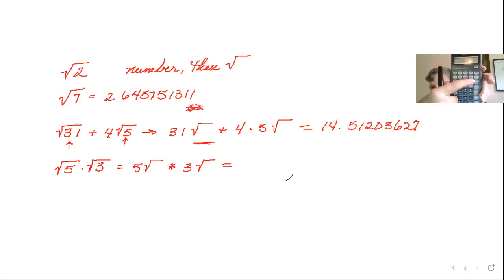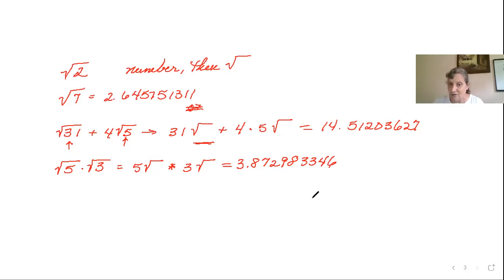So I've got the square root of 5, times, my times is an x, of course, the square root of 3, equals. If you want to try this out on your calculator to make sure you're hitting the right keys, 3.87298 3346 is as far as mine goes, and that appears to be an irrational number.